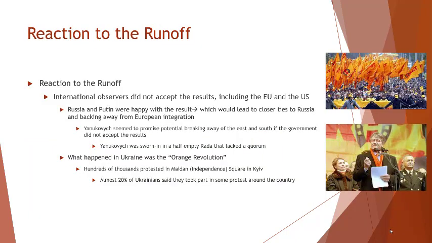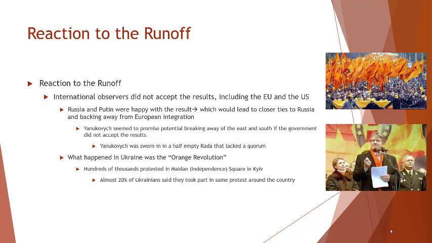So a little bit of some of the reactions to the runoff. So international observers looked at this, like the European Union, the United States, and they said something is fishy. Something is wrong. So Russia and Putin were very happy with the result. This would lead to closer ties to Russia. This would mean that Ukraine would not be trying to integrate with the European Union. This would mean less ties to Europe. No chance of NATO.